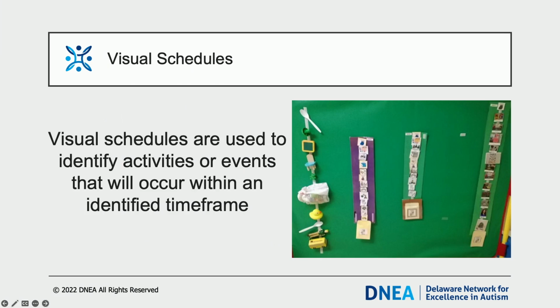More specifically, visual schedules are used to identify activities or events that will occur in an identified time frame. You will see multiple examples of visual schedules on this slide. You can see one of the visual schedules uses real objects. Another visual schedule uses photos and pictures.